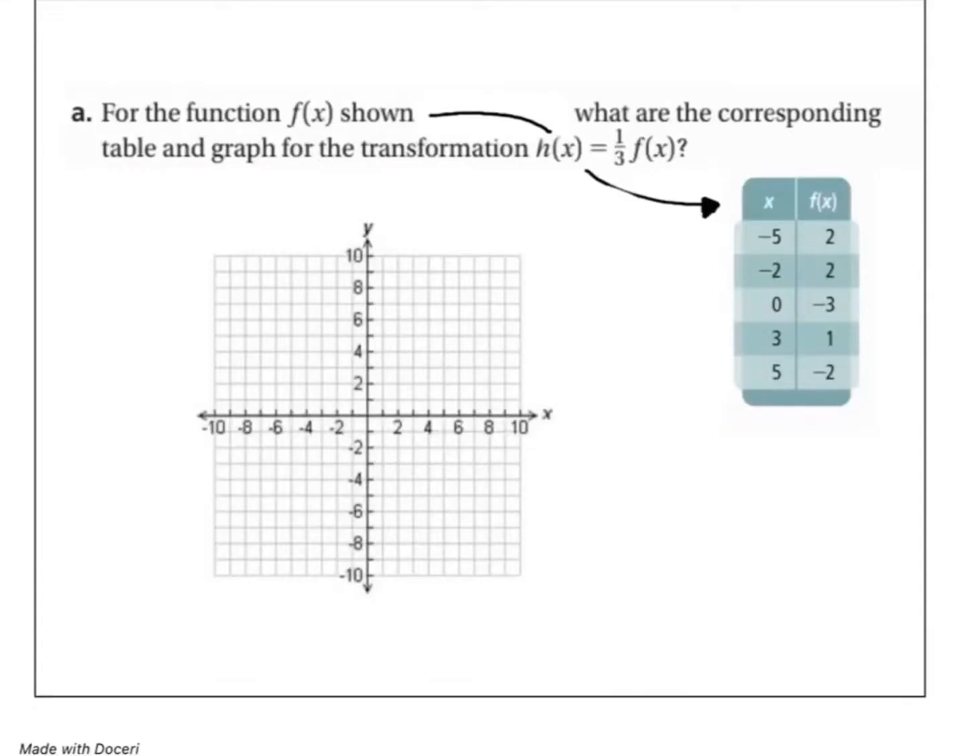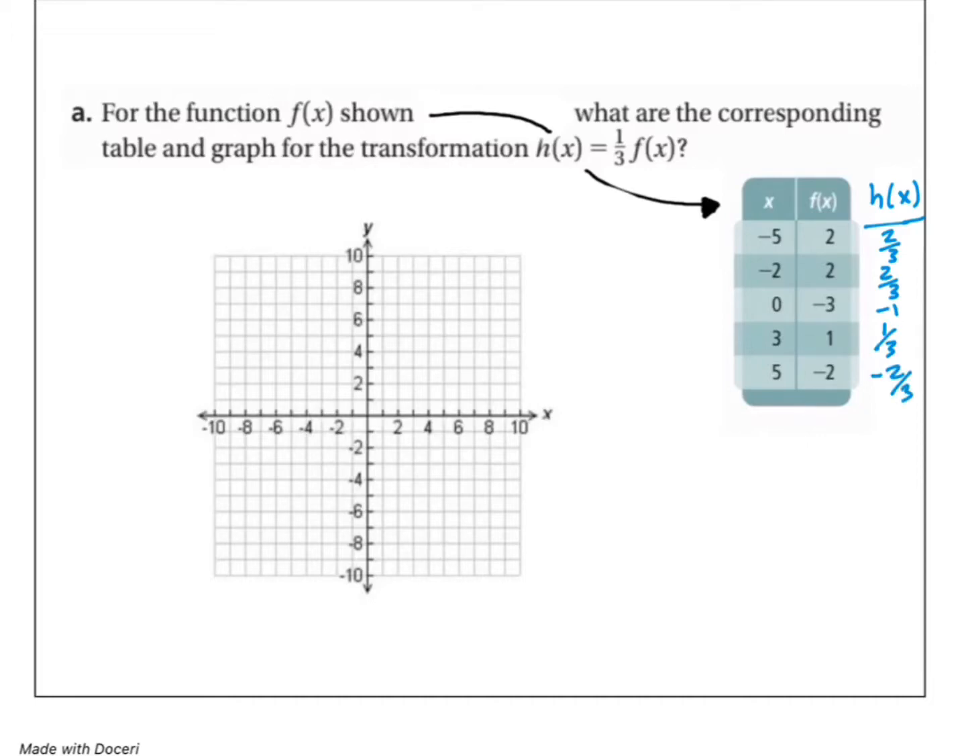So here it says, for the function f of x shown, what are the corresponding table and graph for the translation of h of x equals 1/3 f of x? So we're looking for a shrink in this case by 1/3. So we're going to find the values of h of x to finish the table. We're taking each of the f of x values and multiplying by 1/3. So that'd be 2/3 here, 2/3 here. This would be negative 1. This would be 1/3, and this would be negative 2/3.